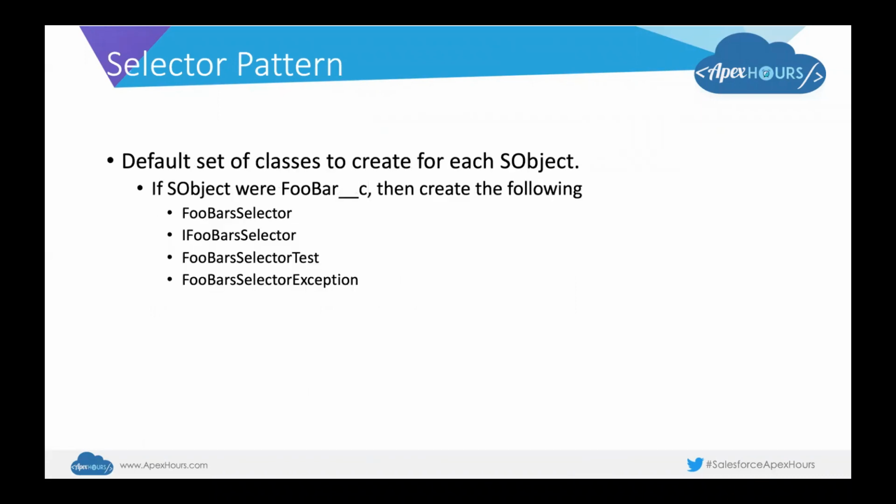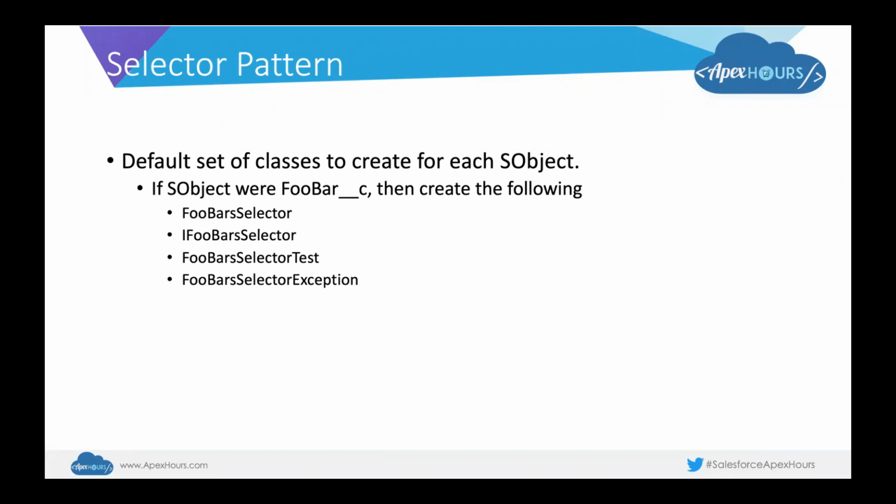So when you set up a project and you set up a selector class for a specific SObject, there are a couple of common classes that you always want to set up. Say, for example, you had a custom SObject and you called it Foobar__c. Then I typically am going to see up to 4 different classes. The first one is going to be FoobarsSelector. Notice the plural name, not Foobar, but FoobarsSelector.